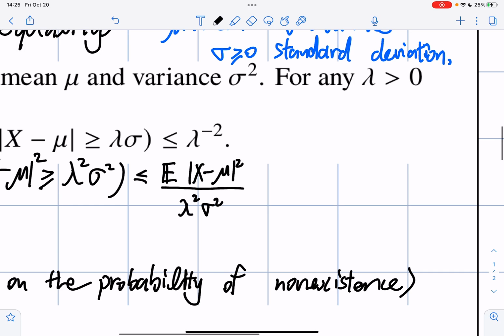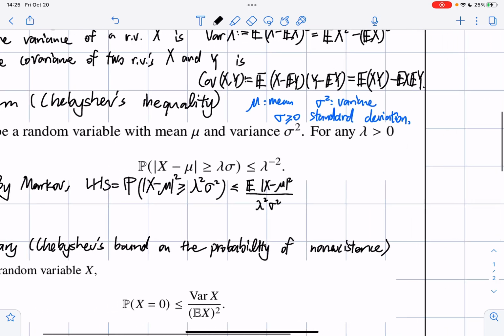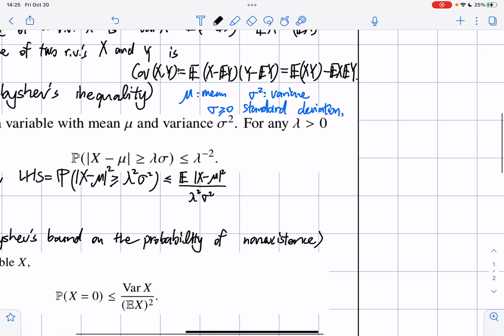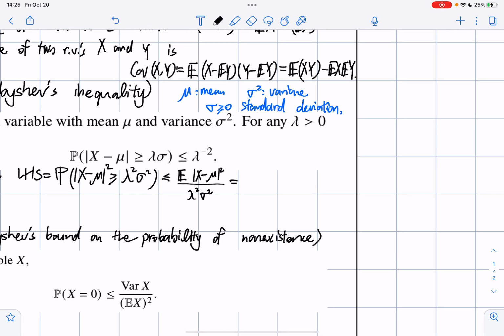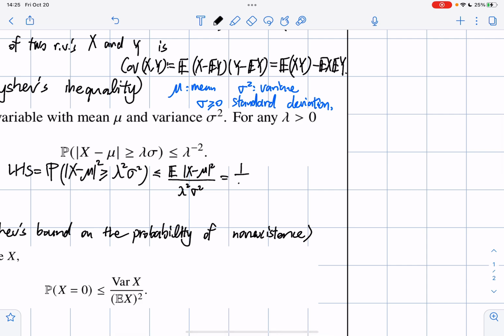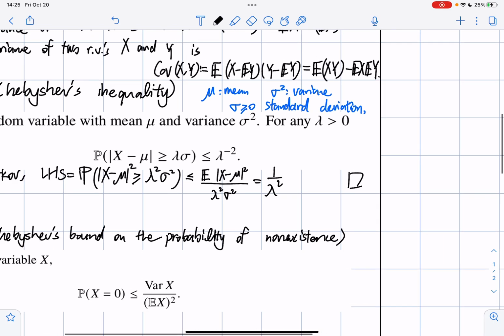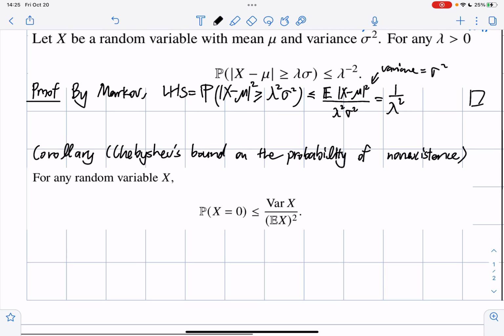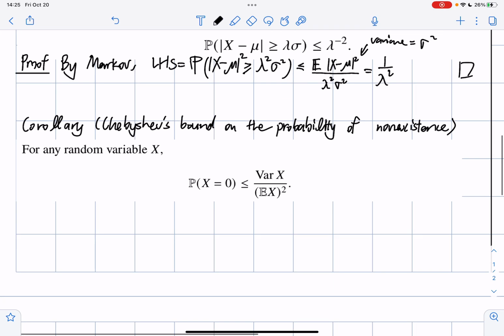And you can see that this one is exactly 1 over lambda squared. And it completes the proof, since the numerator is sigma squared, which is the definition of variance. And then we'll have a corollary.